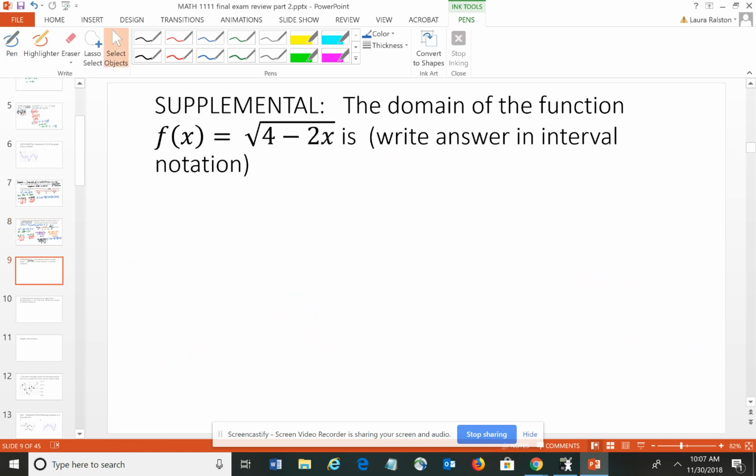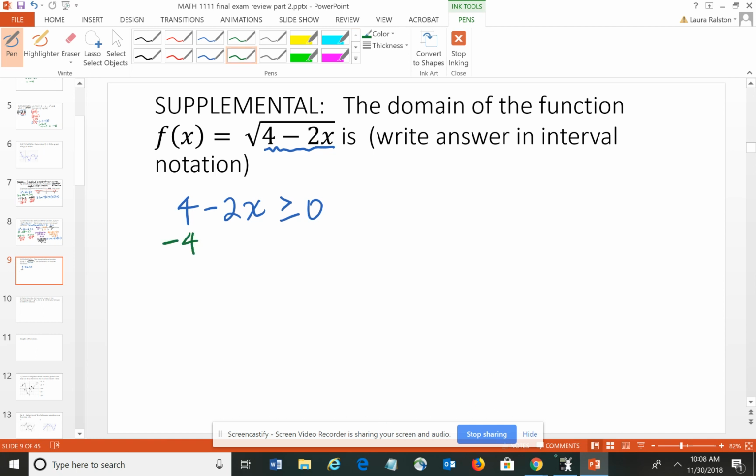The supplemental question under this topic says the domain of the function f of x equals 4, the square root of 4 minus 2x is, and it wants you to write your answer in interval notation. So here again, I notice that this particular function involves a radical, and so I know the expression underneath, 4 minus 2x, has to be greater than or equal to 0. This one's not quite as challenging as the quadratic one. So we're going to solve this for x.